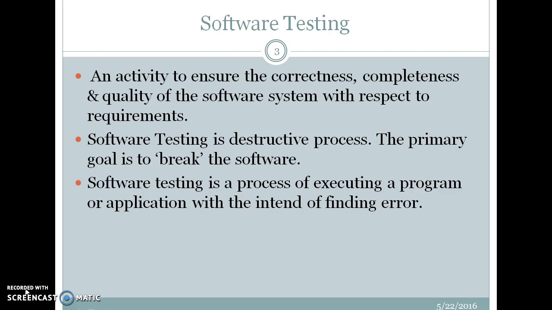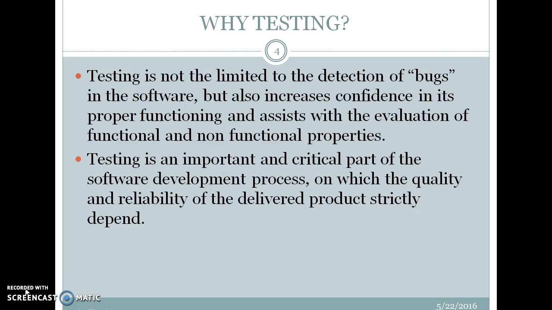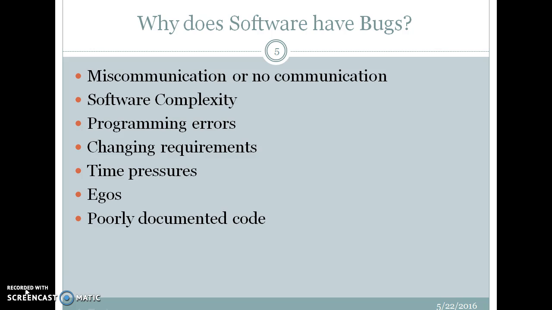Software testing is a process of executing a program or application with the intent of finding errors. That is why it is called a destructive process, because the software tester has a mind of always finding errors in the software. It is not limited to detection of bugs, but also increases the confidence in its proper functioning. It's an important and critical part of the software development cycle, on which the quality and reliability of the delivered product strictly depend.